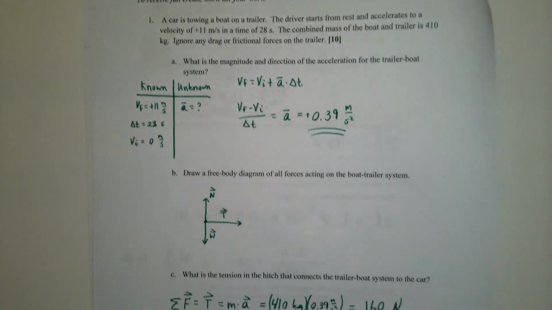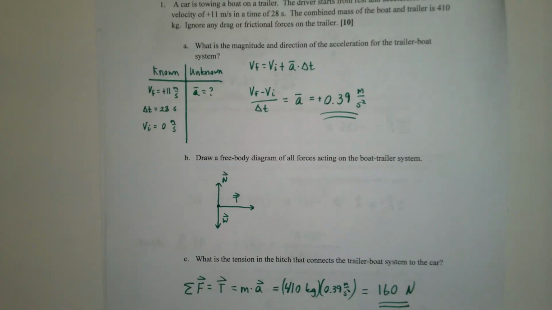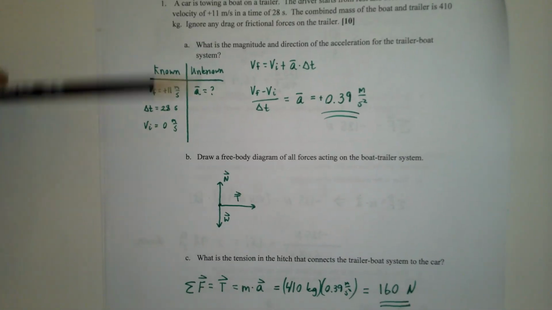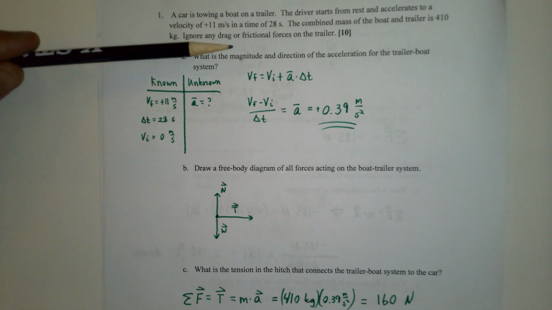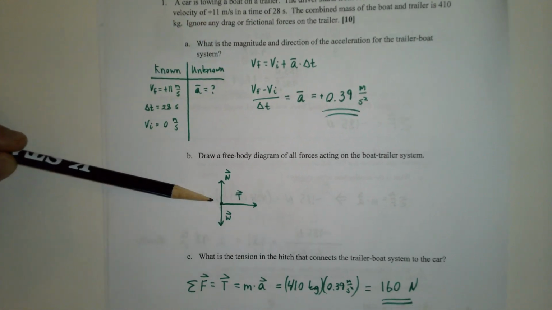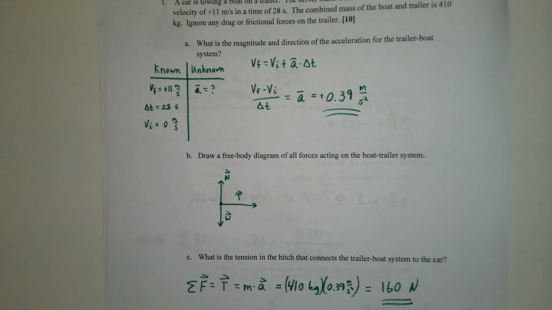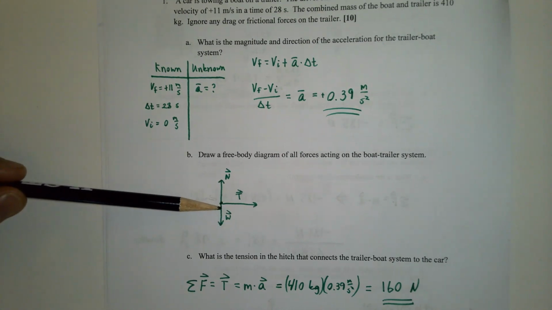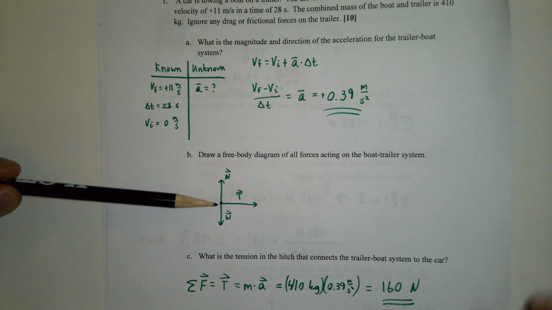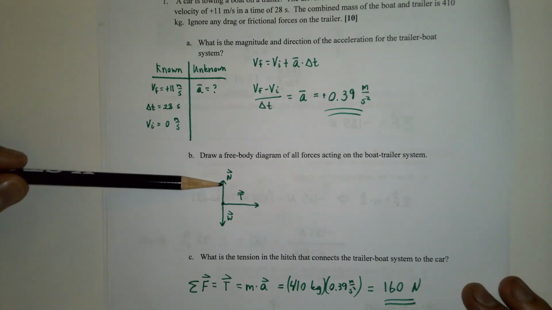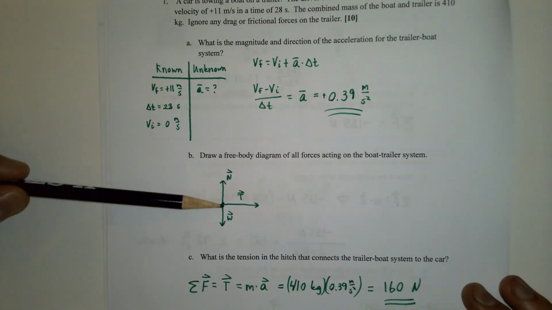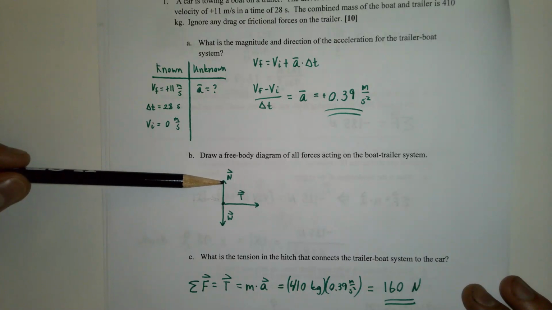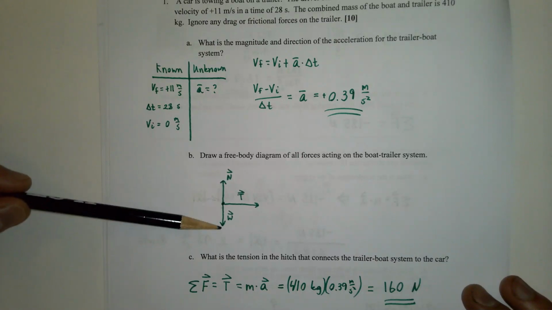The free body diagram of all the forces acting on the boat and trailer system is here. If we were not to neglect or to ignore drag or frictional forces, then there'd be two more forces oriented to the left here, but we're told to ignore those. So the only forces acting on the boat and trailer system are this normal force that's pushing up against the weight from the ground onto the boat and trailer, that's opposing the weight of the boat and trailer.